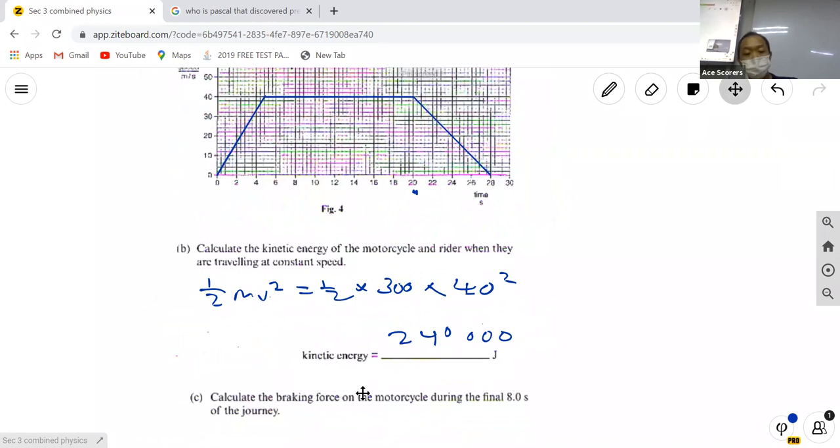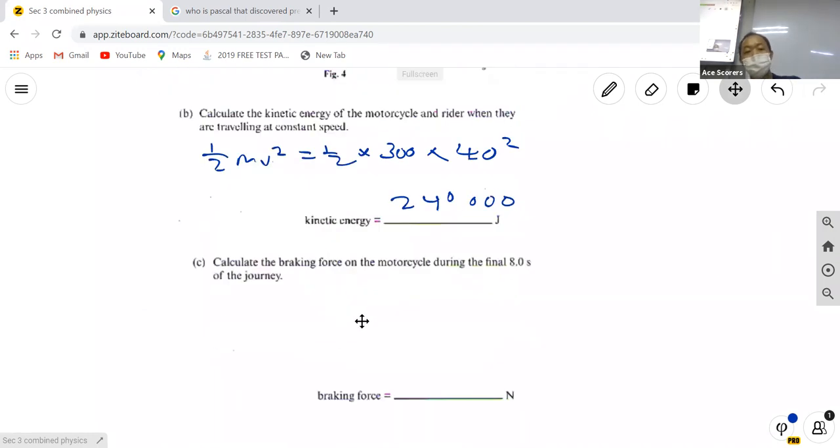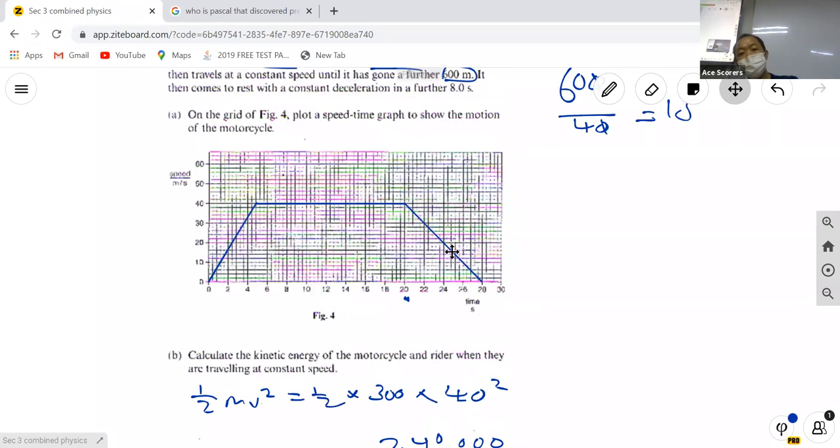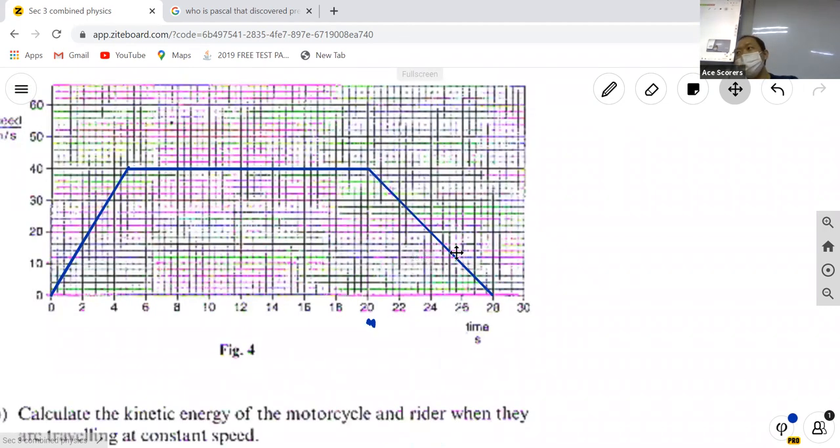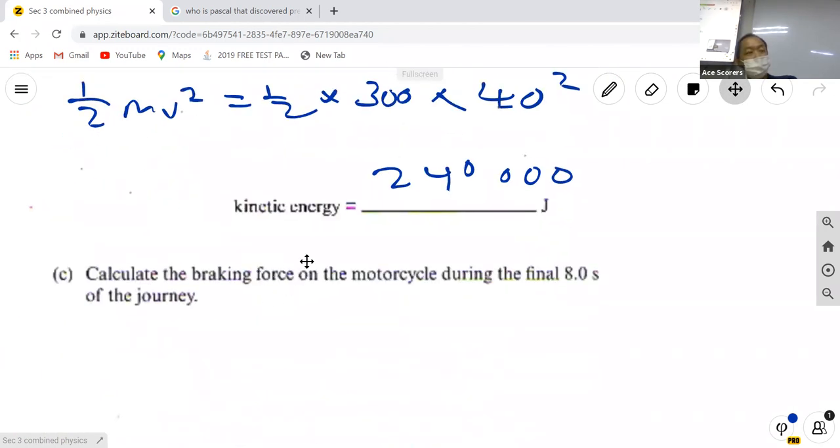Okay, what's the braking force during the final 8 seconds? Braking force. Right, you look at this and say, oh my god, where got force? This is speed time, man. And then you go through all your formulas. And then suddenly they ask for force, right? What's the formula for force that you know of? Oh, F equals MA.